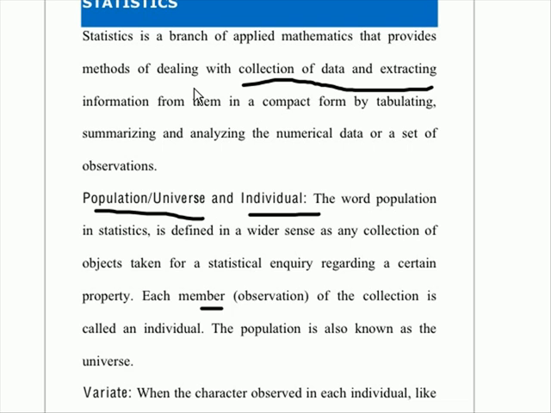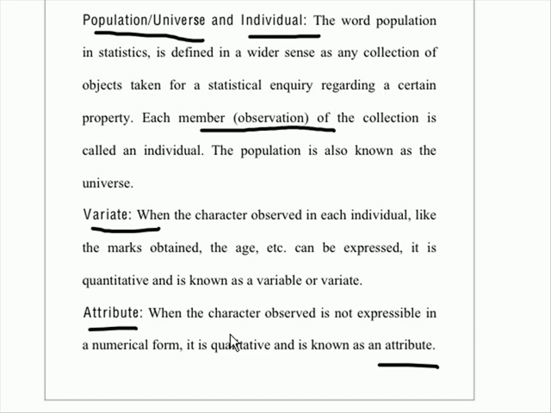Each observation is called an individual. We don't really need to know why, but that's just how statistics deals with it. Variate is essentially a variable. A typical equation variable in stats language is called a variate. Attribute is something which is qualitative and not a number. That's called an attribute, as you can see here on the screen.